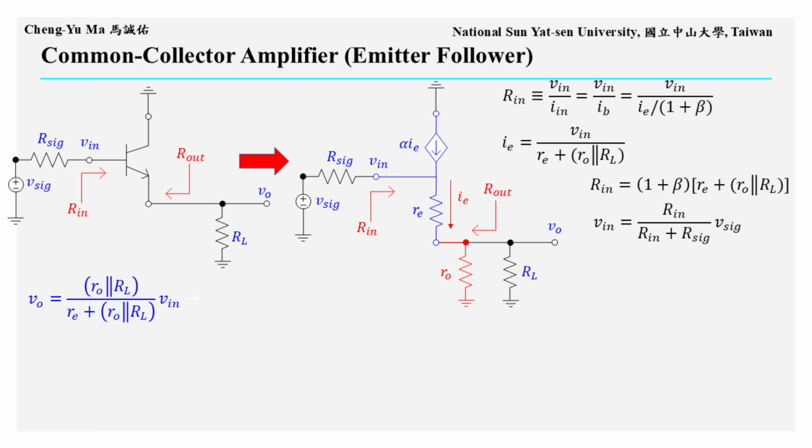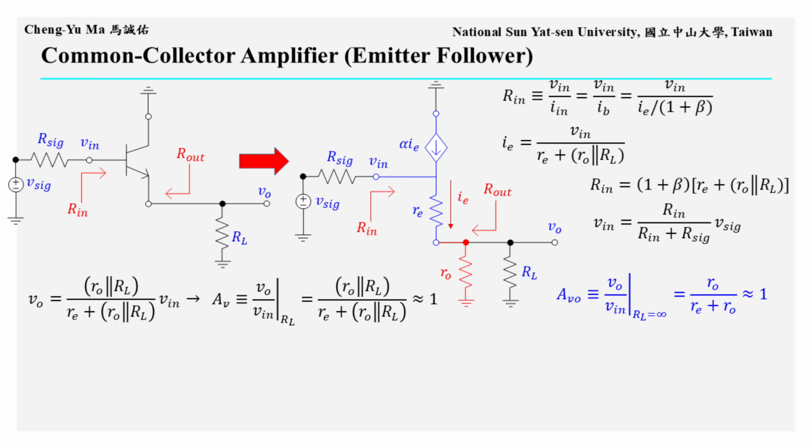Therefore, Vo equals the parallel combination of Ro and RL divided by Re plus that same parallel combination, all multiplied by Vin. From the relationship between Vo and Vin, the CC amplifier voltage gain is AV equals Vo over Vin. Thus, AV equals Ro in parallel with RL divided by Re plus Ro in parallel with RL. Since Re is usually much smaller than Ro in parallel with RL, the voltage gain of a CC amplifier is approximately 1. The open circuit voltage gain AVO is the voltage gain when RL is infinite. Therefore, AVO equals Ro over Re plus Ro. Since Re is much smaller than Ro, AVO is also approximately 1.